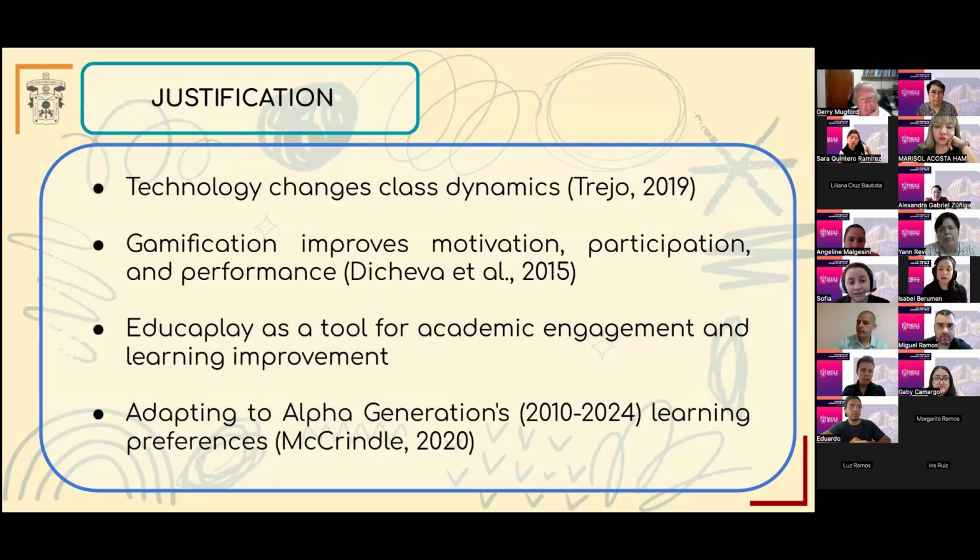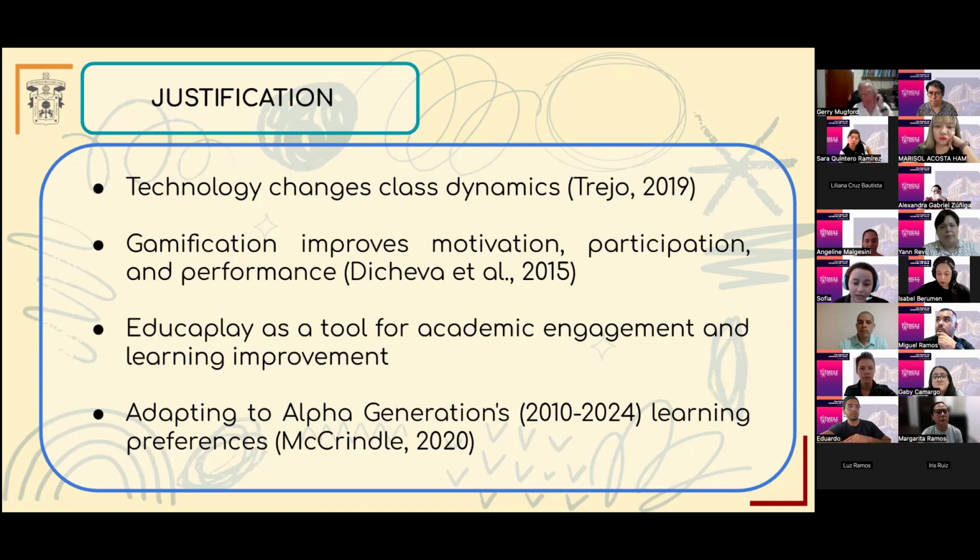Well, this research is supported by various important reasons. The first one, for example: Dr. Hugo Trejo, in his research about technological resources for the integration of gamification in the classroom, states that technology has significantly changed classroom dynamics. He also emphasized how technological tools can transform traditional classes into interactive learning experiences, better meeting the students' needs.